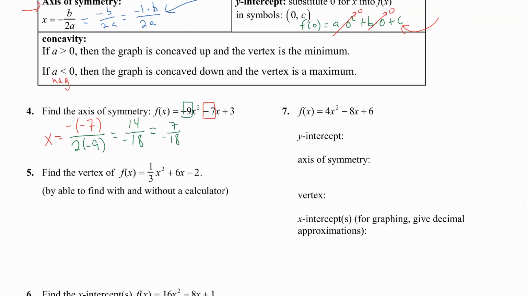Okay, so finding the vertex, first you have to find the axis of symmetry. So that's exactly what we just did on the last one. It's x equals negative, and then whatever the b value there is. So the b value is positive 6 divided by 2 times the a value. And the a value on this one is 1/3. Okay, and then we have to simplify that.